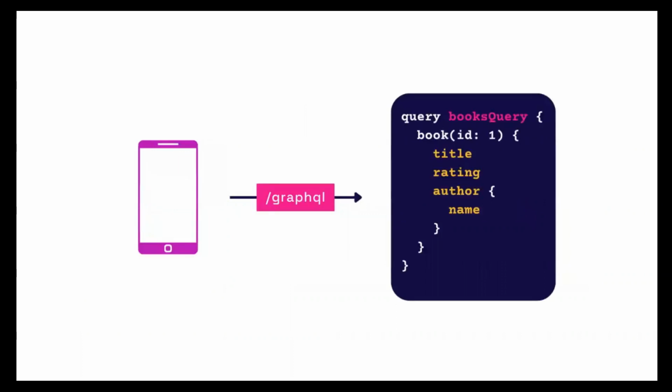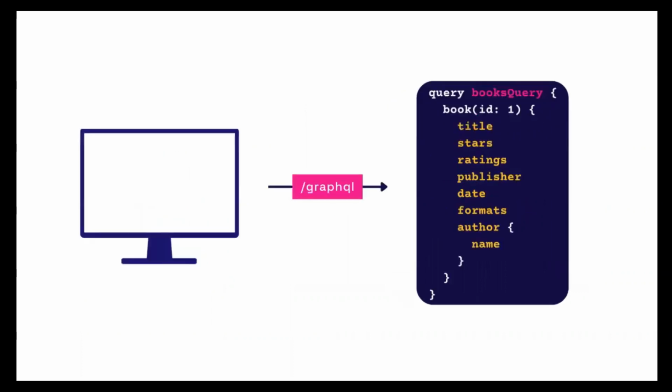This means our mobile client can query for one set of data about each book, while our desktop client can query for a different set of data about each book. This helps front-end developers save time and reduces the amount of data sent over the wire.